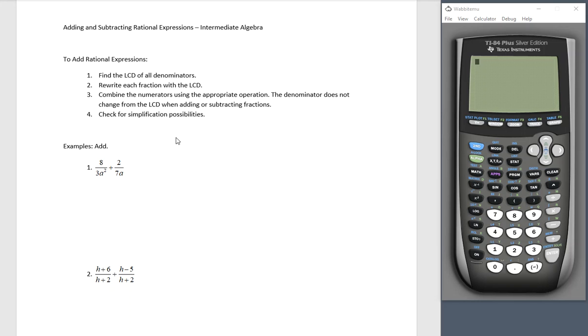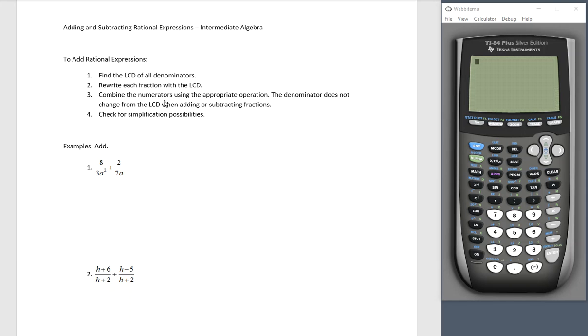Hello, and welcome to part 2 of adding and subtracting rational expressions. If you have not listened to part 1 yet, I encourage you to do so. It's in part 1 that we learn how to find the least common denominator and how to rewrite each fraction with the least common denominator. So the first 2 steps are in part 1 of the video.